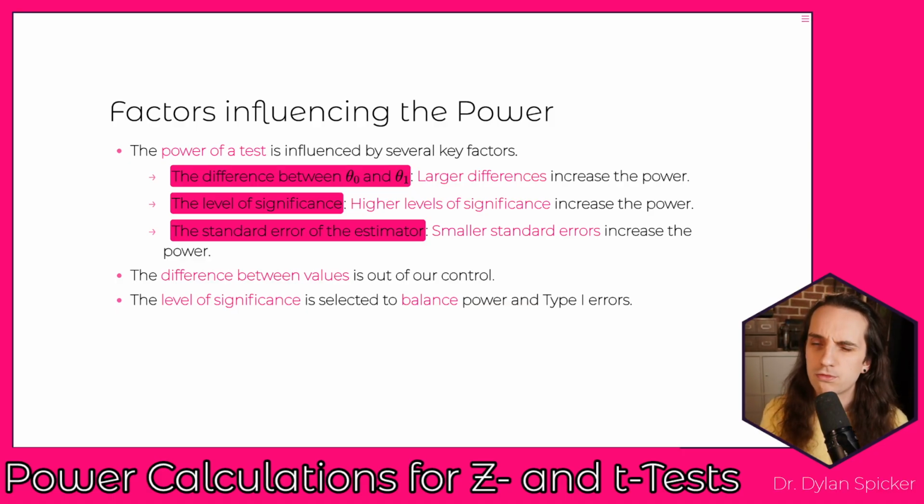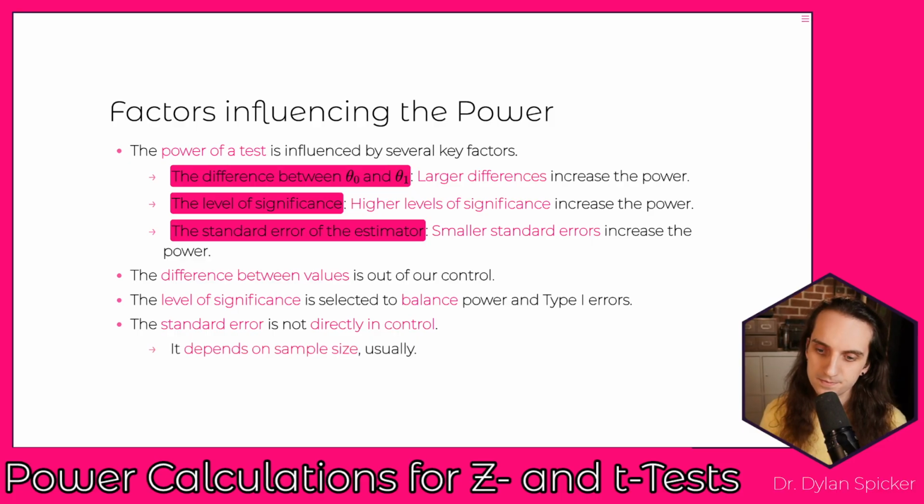And so we can't directly control that necessarily. And the standard error is also not directly in our control. So what good is this if we can't directly control these things, or at least we can't specifically control them just to increase our power?